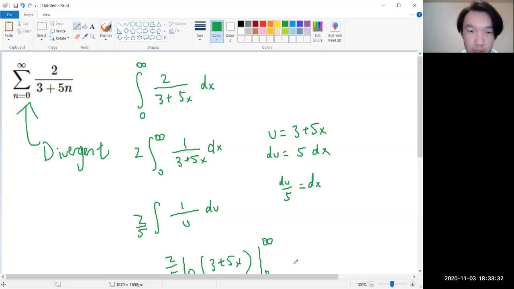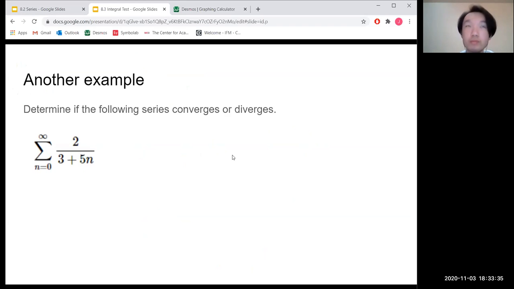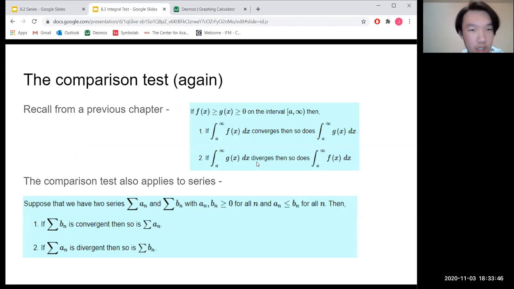All right, so moving on then. Okay, so do you guys remember the comparison test? If you don't remember, that's okay. We will remind you. The comparison test was for integrals, right? It said that if you're smaller than convergent, then you're also convergent. And if you're bigger than divergent, then you're also divergent. Okay, so that's the comparison test.